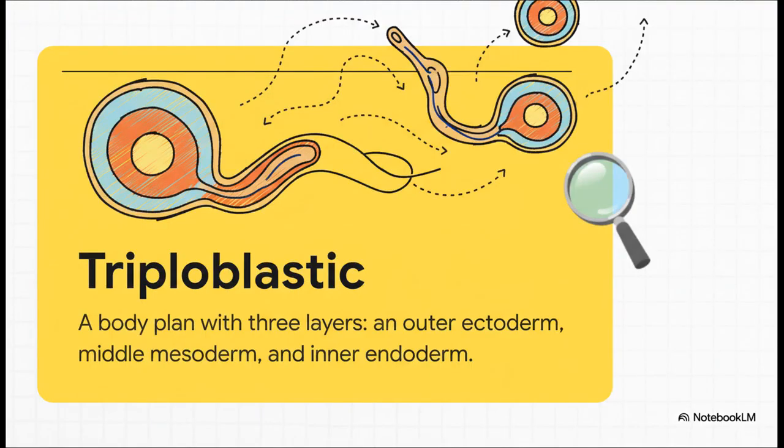But if you want to build something more complex, evolution came up with a massive upgrade. A third layer, the mesoderm, squeezed right in between the other two. This is the triploblastic plan, and it's the foundation for, well, pretty much every other animal you can think of, from a tiny worm all the way to us.